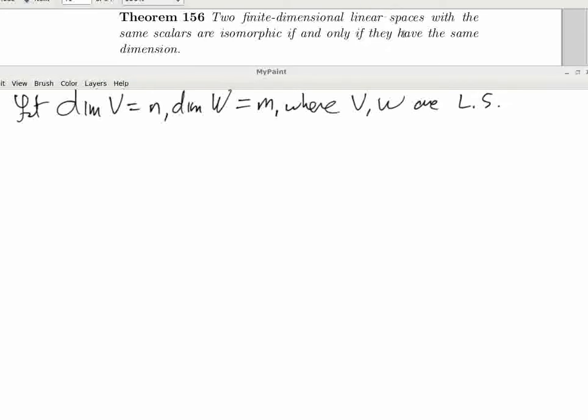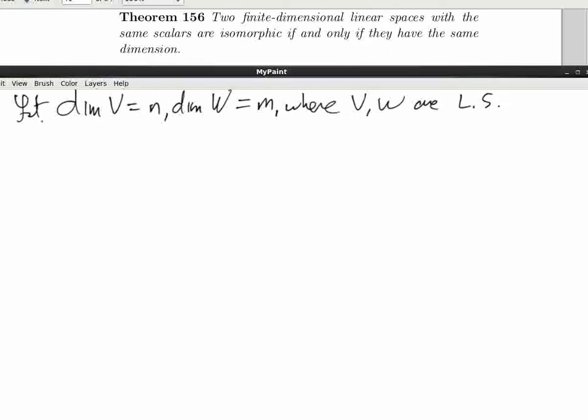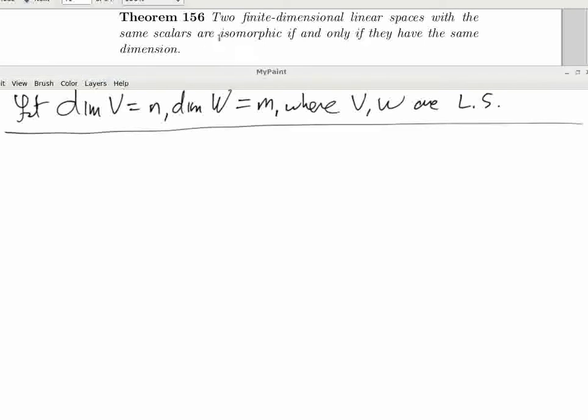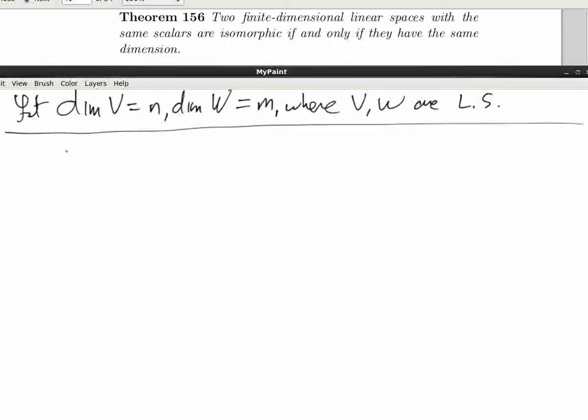So I have two finite dimensional linear spaces, and let's suppose they have the same scalars. I'm going to prove they're isomorphic if and only if they have the same dimension. So this means I have to prove two things. Suppose V and W are isomorphic.